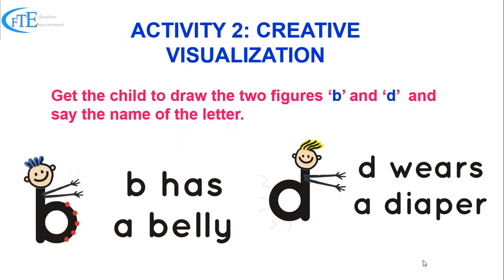Activity 2: Creative visualization. Get the child to draw the two figures B and D and say the name of the letter. For example, B has a belly, D wears a diaper. You could use any other kind of visualization which you think will make it easy for your child to remember the two letters.